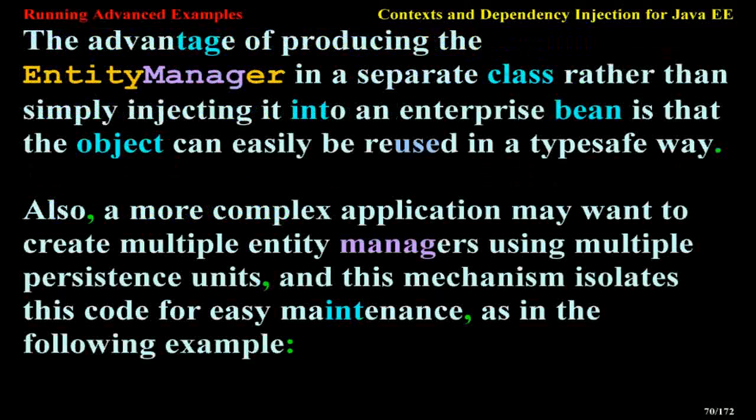The advantage of producing the entity manager in a separate class rather than simply injecting it into an enterprise bean is that the object can easily be reused in a type-safe way. Also, a more complex application may want to create multiple entity managers using multiple persistence units, and this mechanism isolates this code for easy maintenance, as in the following example.